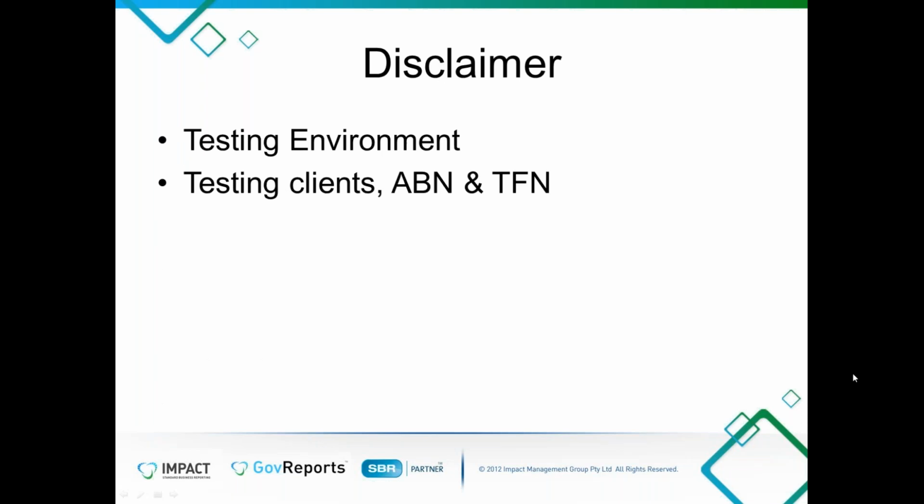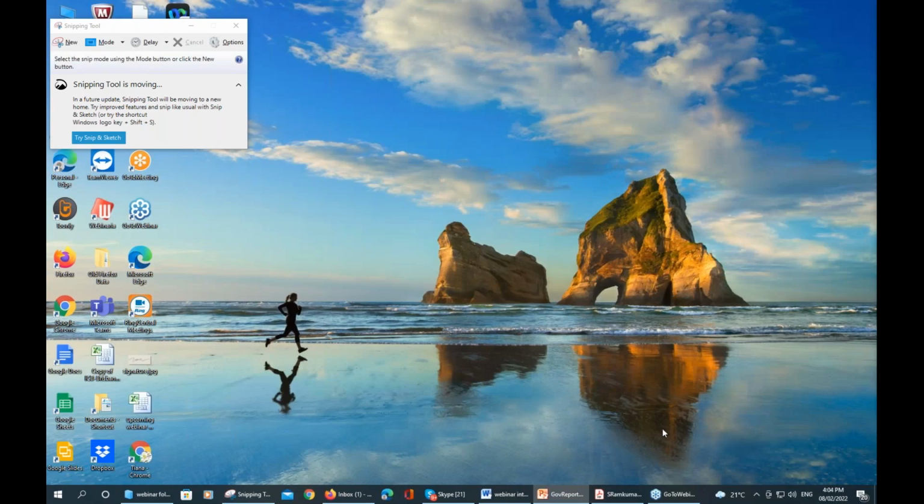Now, before we go into that, a little bit of disclaimer, because the majority of the sessions will be on the live demo. So we are using the testing environment. It is slower than our production environment. So if you are thinking, oh my God, it's taking a while with the spinning and so forth, it's because it's our testing environment. And secondly, we are also using testing clients. So the ABN and the tax file number are not real. For this reason, some of the services will not be available because these clients are not real. Okay, so let us start.